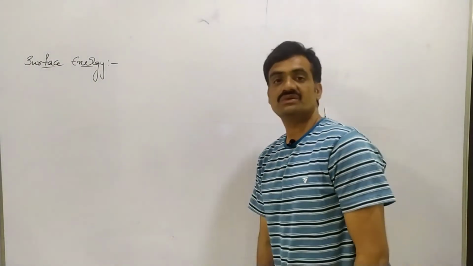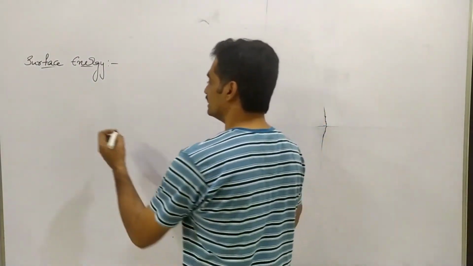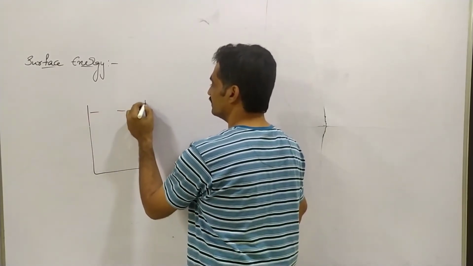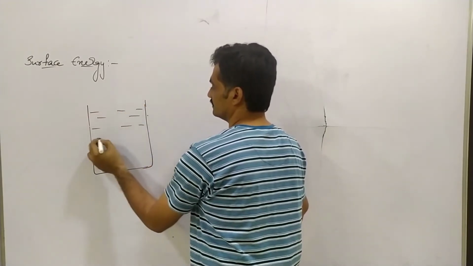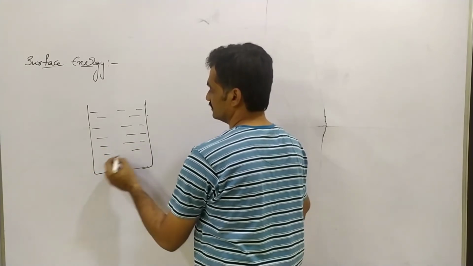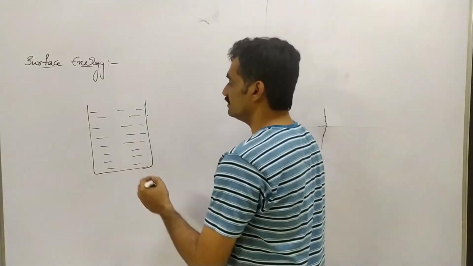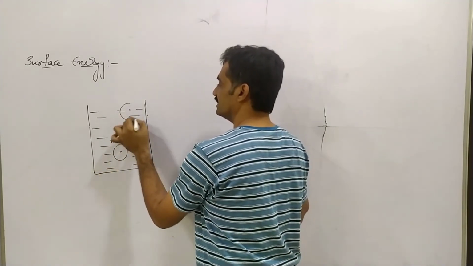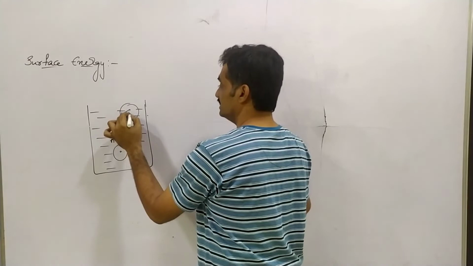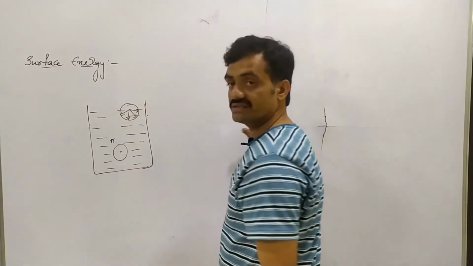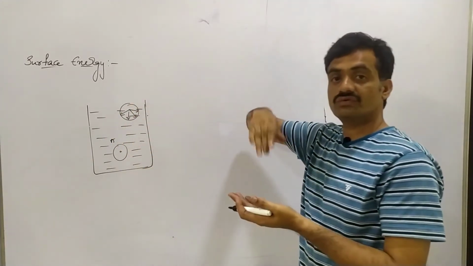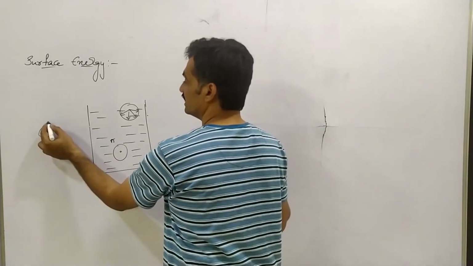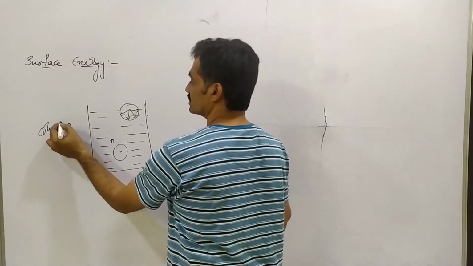Now we are going to discuss surface energy. Here once again, let us consider the container which is filled with the liquid. Let us consider two molecules, A as well as C, as we had seen in the previous case. Since the molecule C is on the surface, it experiences a force in the downward direction due to cohesion.